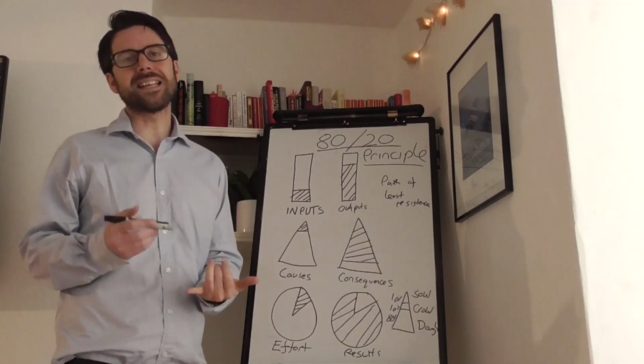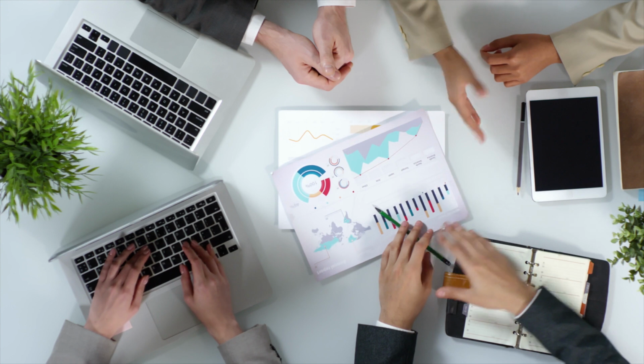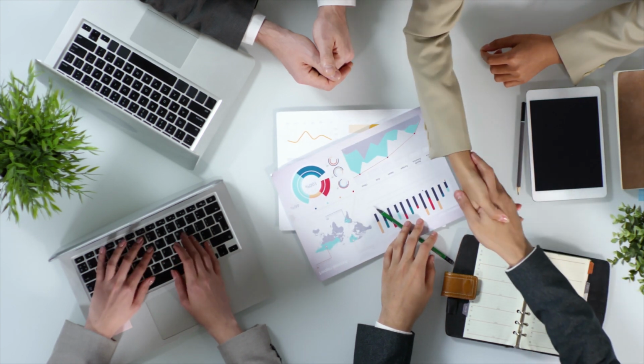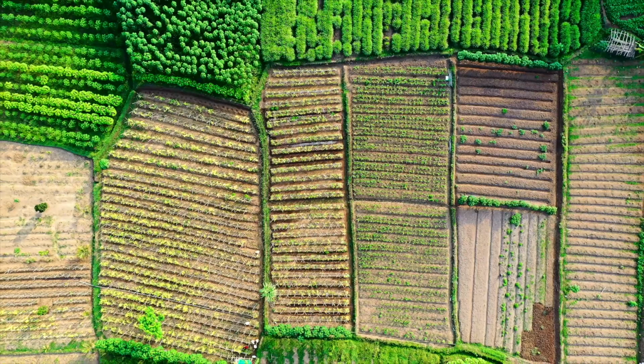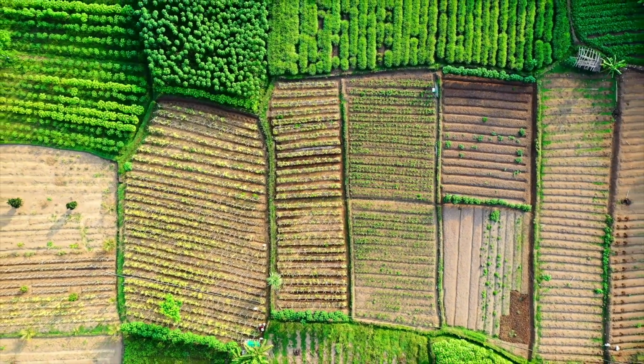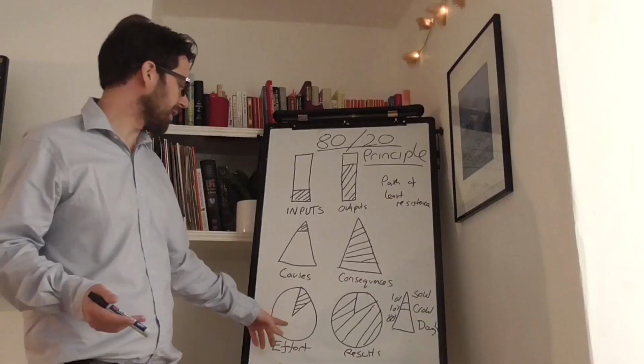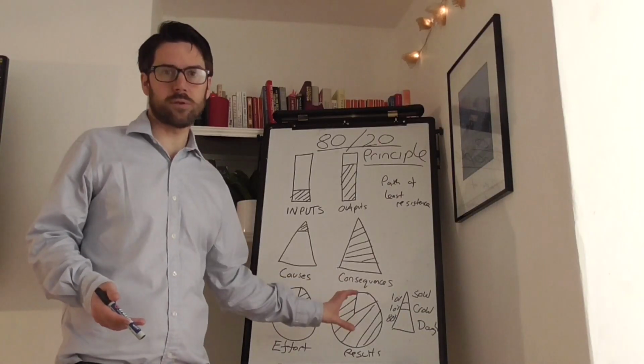It relates not just to investing, which is what we're using it for, but it also relates to productivity, and it's everywhere in nature as well, which we'll talk about in a second. So also 20% of your efforts will create 80% of your results.